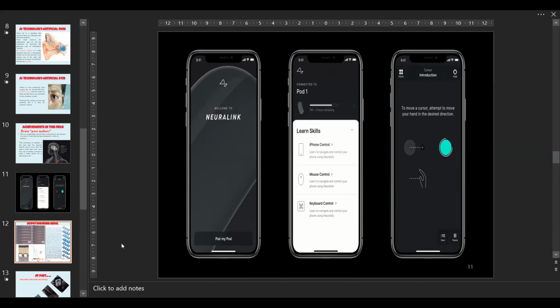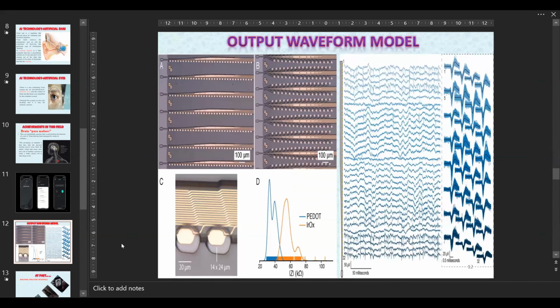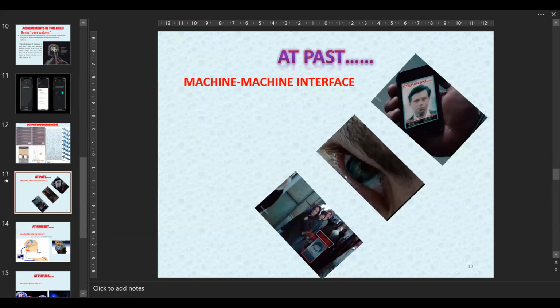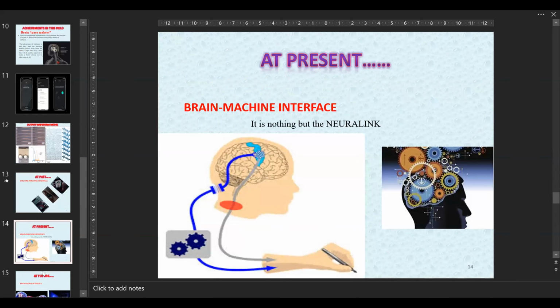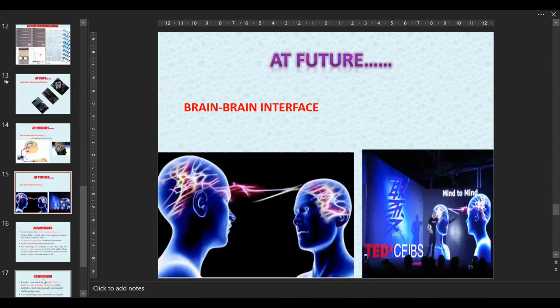In the past, for physically challenged persons, we used other technologies. At present, we are going with the brain-machine interface, which is nothing but the neural link, where the physically challenged person can communicate with an environment through the artificial pacemaker or chips placed on their skull or brain. In the future, it will be brain-to-brain interface, like a physically challenged person communicating with a normal person using their brain itself.